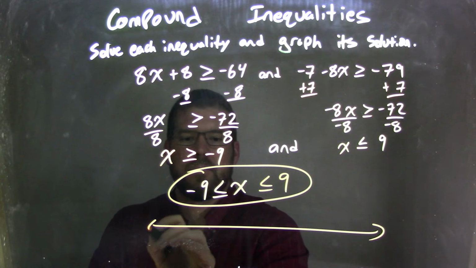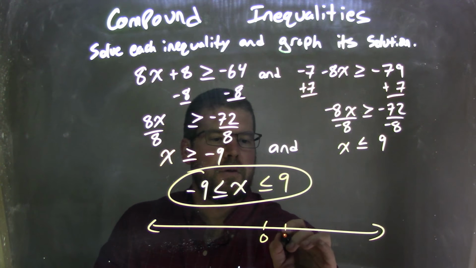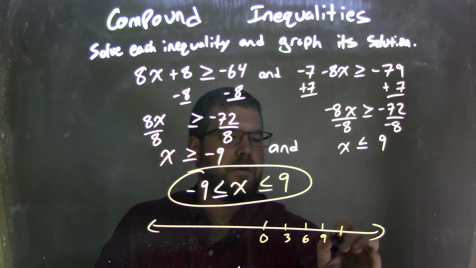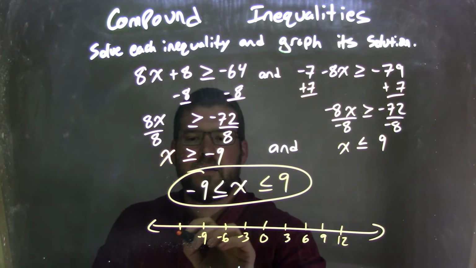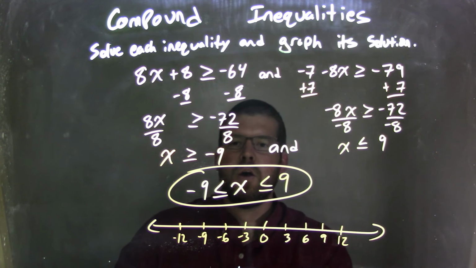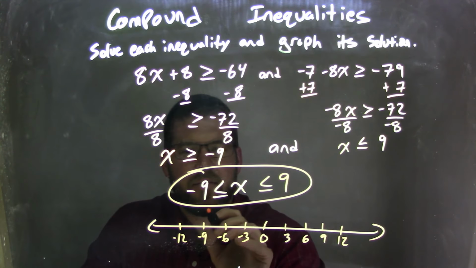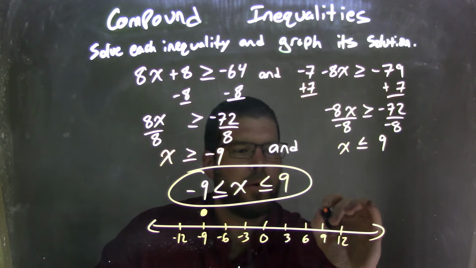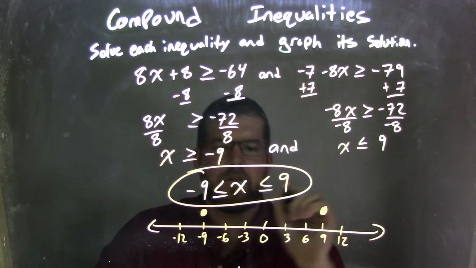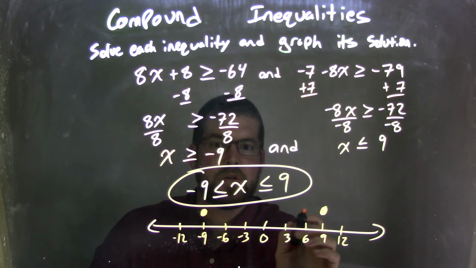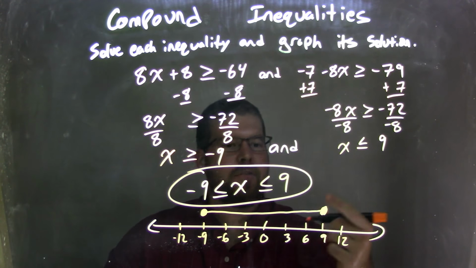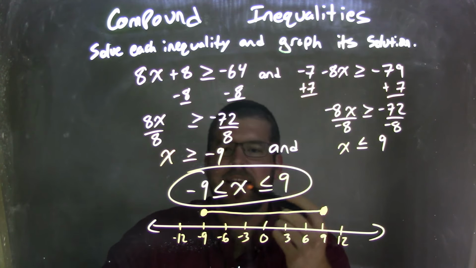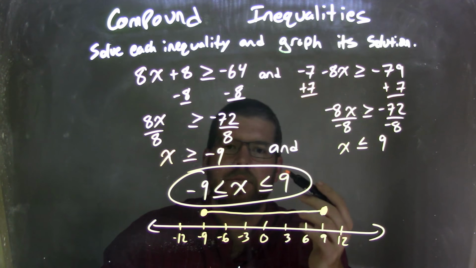Okay? Let's go by threes. 3, 6, 9, 12. Negative 3, negative 6, negative 9, negative 12. Okay? Well, we start at negative 9, and x can equal negative 9, so I'm going to put a closed circle right there. X can also equal positive 9, so I'm going to put a closed circle right there as well. And x can exist everywhere in between. So I'm going to draw a line between negative 9 and positive 9, and there we have it. We have our graph here that matches our final answer, which is negative 9 is less than or equal to x, which is less than or equal to positive 9.